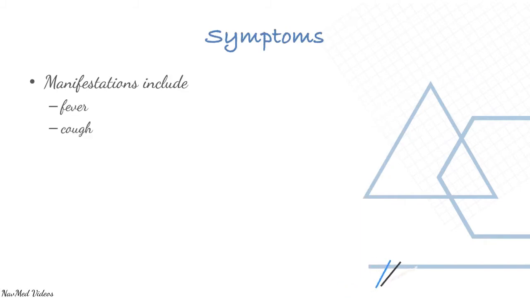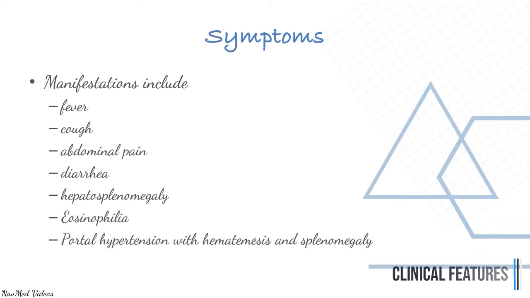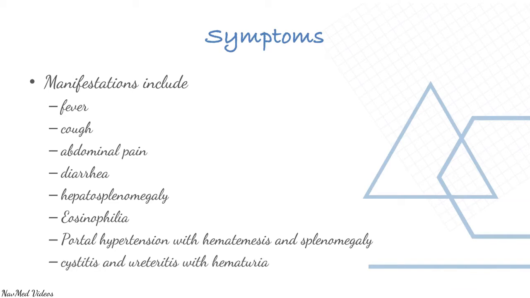Symptoms: fever, cough, abdominal pain, diarrhea, hepatosplenomegaly. Eosinophilia, portal hypertension with hematemesis and splenomegaly. Cystitis and urethritis with hematuria. Pulmonary hypertension. These are the main symptoms of Schistosomiasis: fever, cough, tummy pain, diarrhea, hepatosplenomegaly, eosinophilia, portal hypertension, cystitis, pulmonary hypertension.